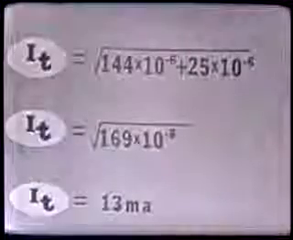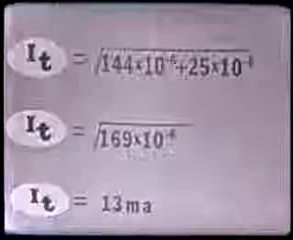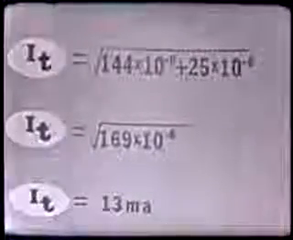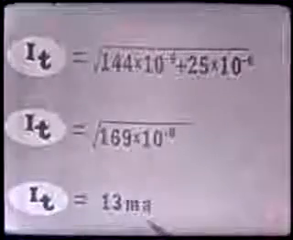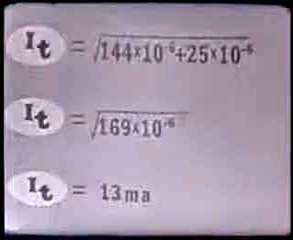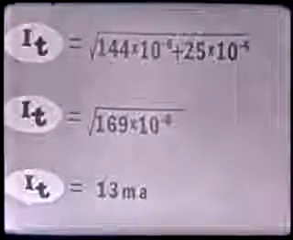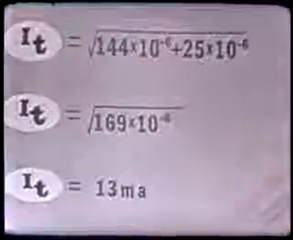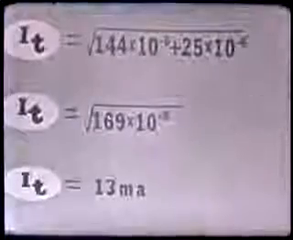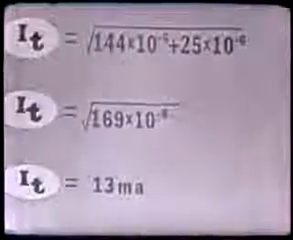Extracting the square root then of 169 is 13. Of course, the square root of a negative 6 is negative 3, which would be milli, and our current is, of course, in amperes. So once again, we have determined our total current by using Pythagorean theorem, and our total current again comes out to be 13 milliamperes.